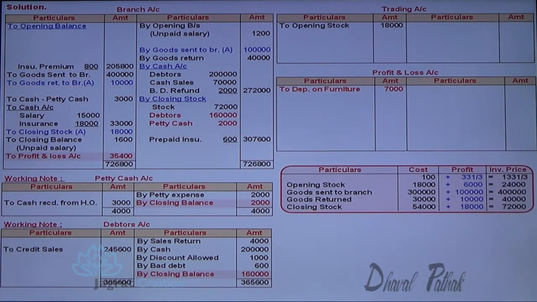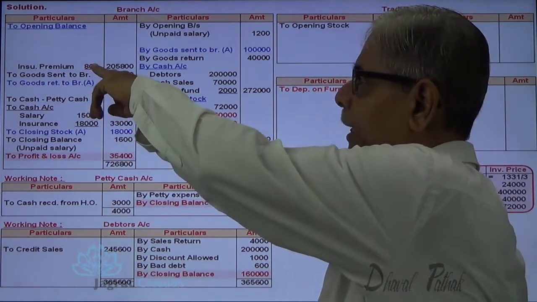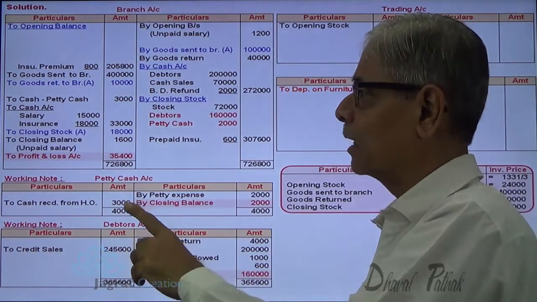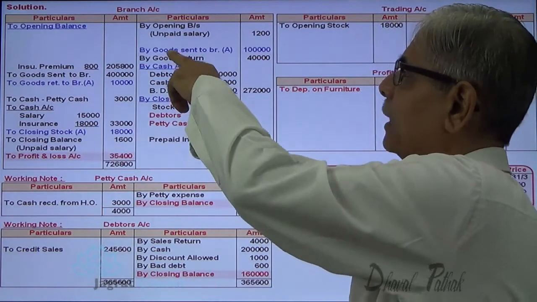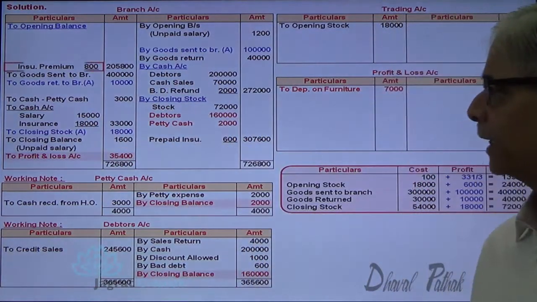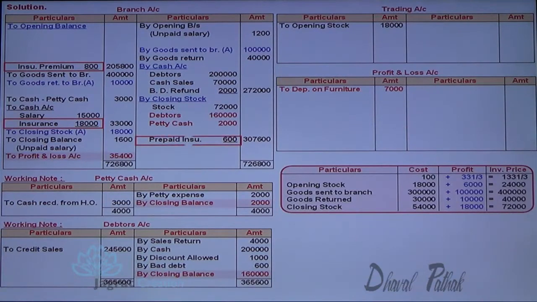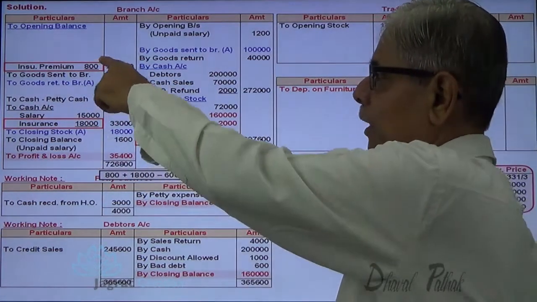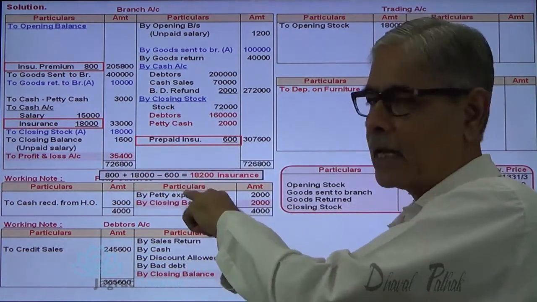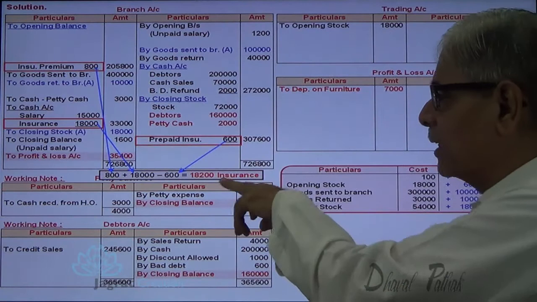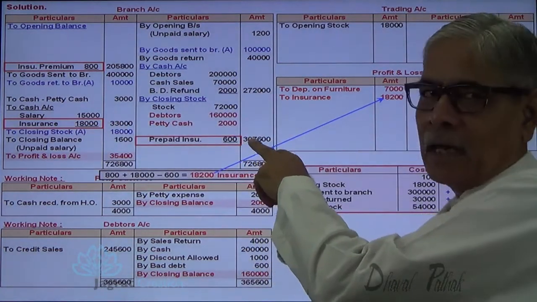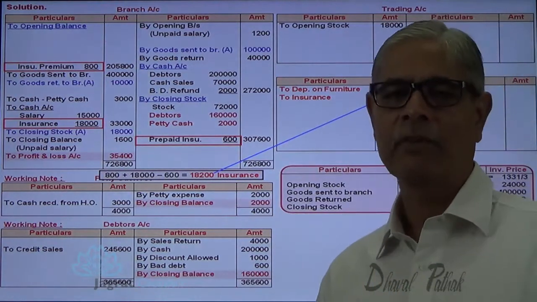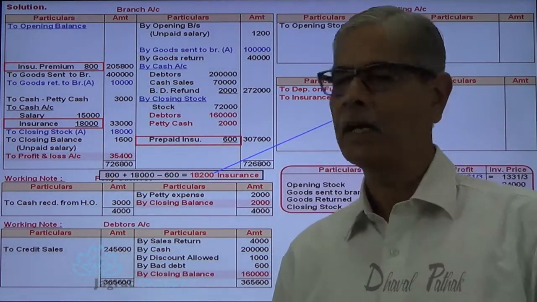Now, insurance. Prepaid insurance at the beginning of the year 800, so it's an expense for the current year. Insurance cash payment is 18,000, so 18,000 plus 800 minus prepaid insurance 600 will be deducted. If you want to work out the insurance expense for the current year, these three items are to be considered. Debit items are to be totaled, credit items are to be deducted. You will get the net amount of insurance expense for the year 18,200, that will be debited to profit and loss account. That's an important point to be understood. So total of debit minus total of credit relevant to insurance, net amount is to be debited to profit and loss account.